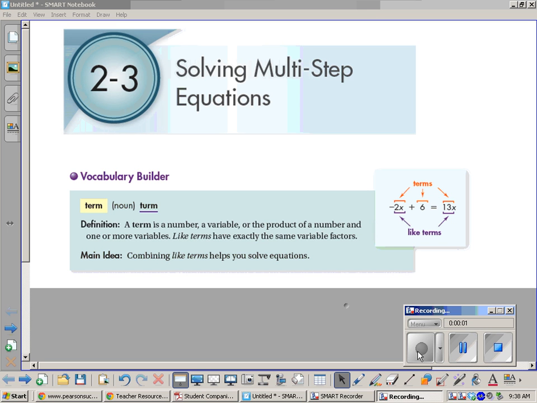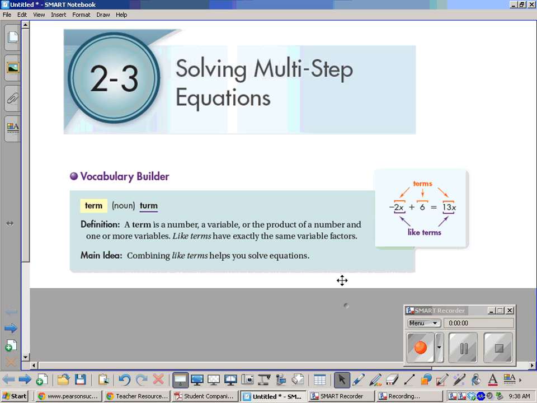Good afternoon, class. Today we're going to do some more solving for variables and equations. We're going to do some multi-step. So I'm going to define here, or redefine, something we've worked with before already. So we are going to define what it means to be a like term.